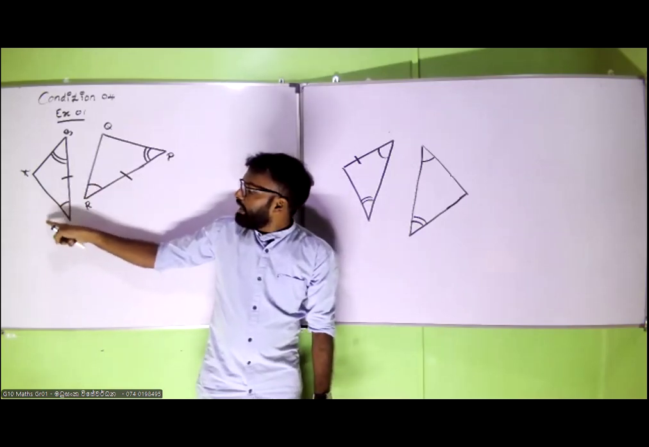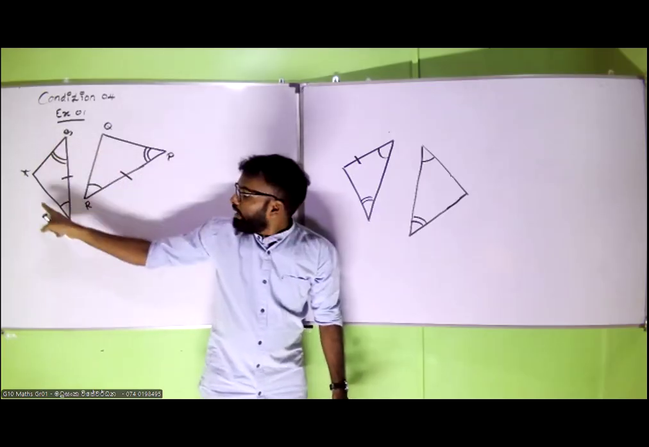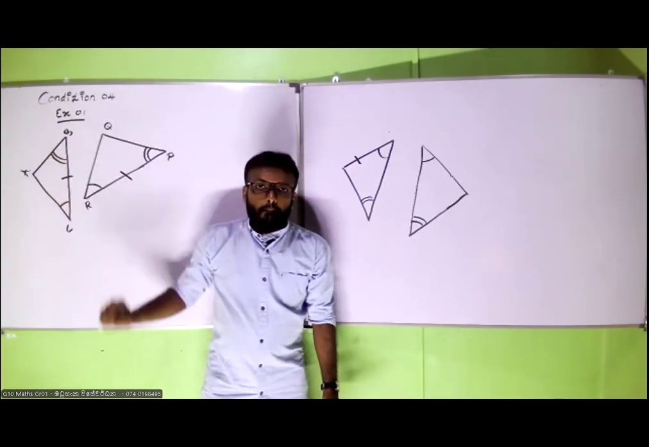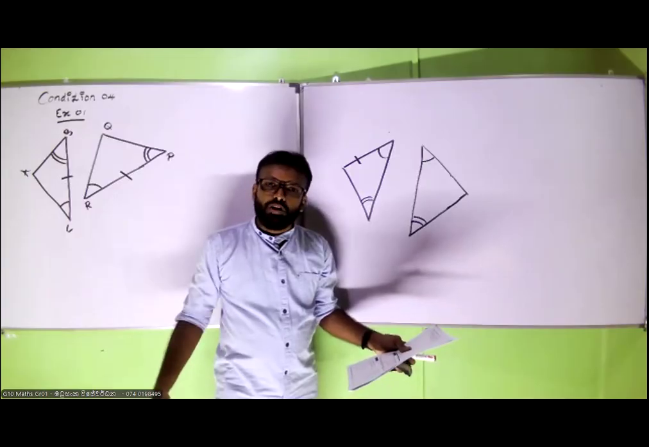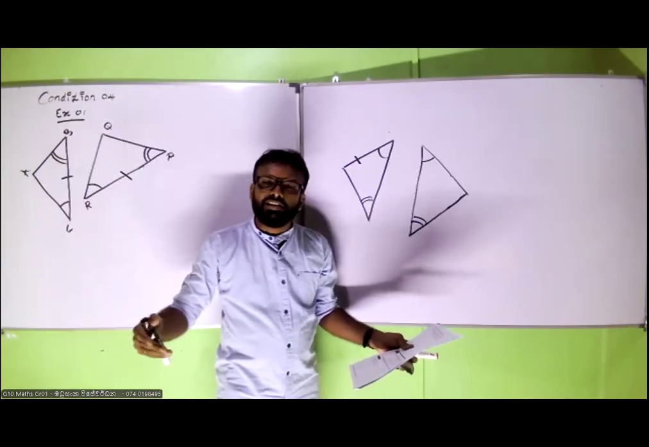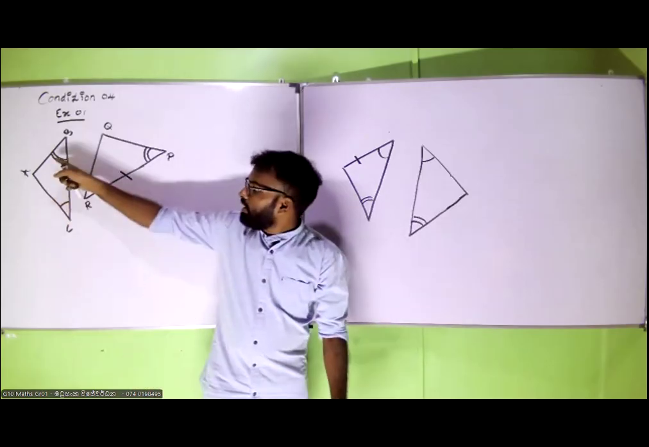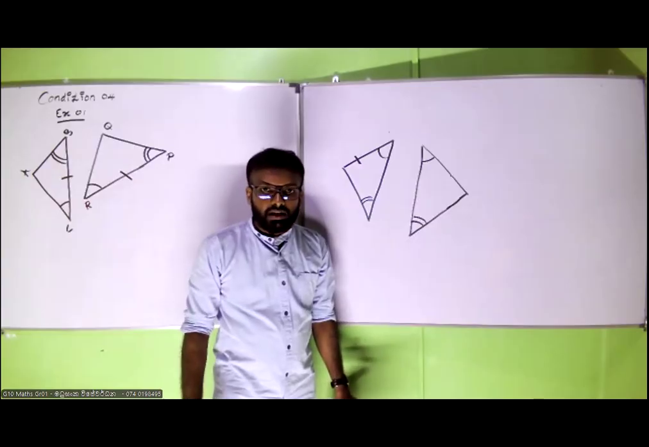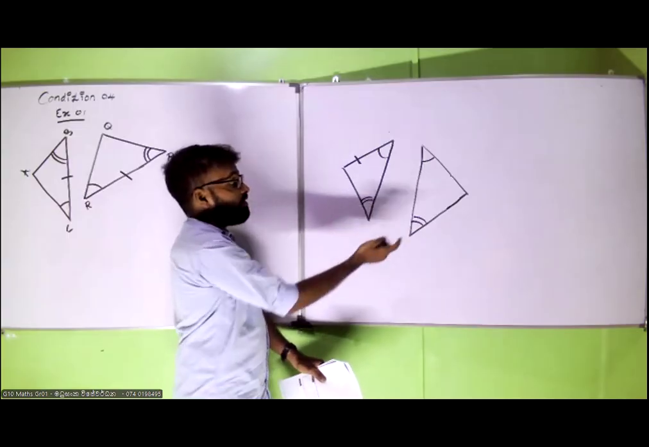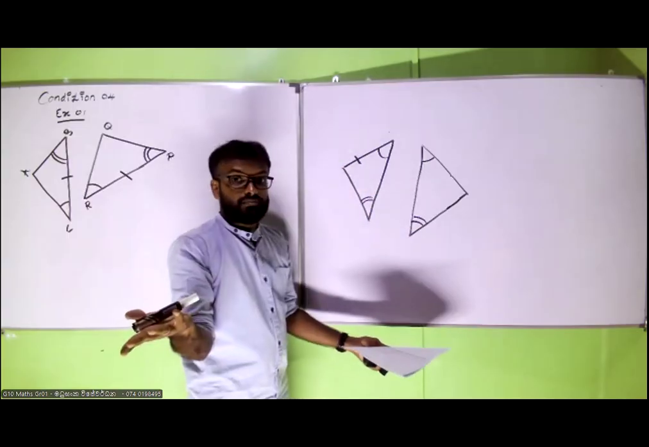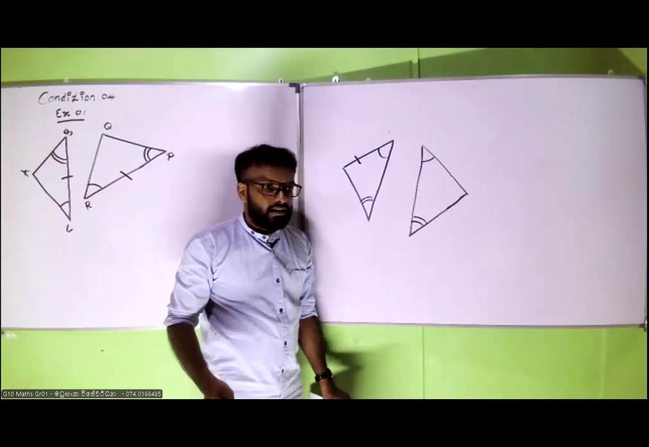Alright, this is angle, this is side, this is angle. In a concise manner, A is A. Normally we are saying angle, side like that. That's why I am going to explain the difference.